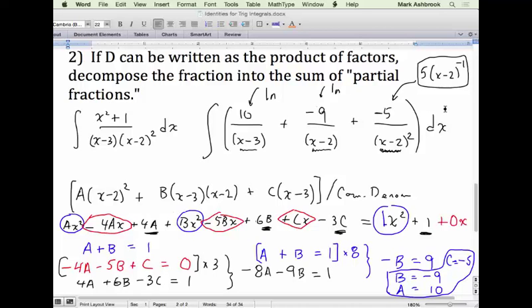So I didn't write the answer down. We just talked it through, right? This will be natural log of something. This will be natural log of something. And then this is 5 times x minus 2 to the minus 1.